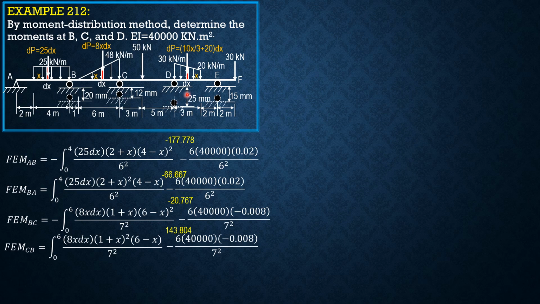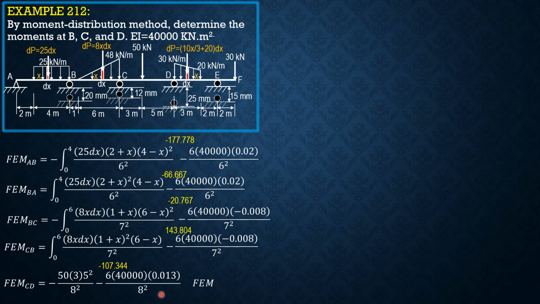Fixed moment CD, so the chord rotates clockwise again. The difference is 13 mm. So 0.013 meter is treated positive. Then fixed moment is due to this 50 kilonewton load only. So it is equal to negative 50 times 3 times 5² over 8². Then minus 6 times 40,000 times 0.013 over 8². So that is equal to negative 107.344.